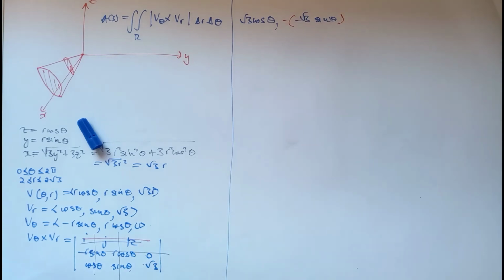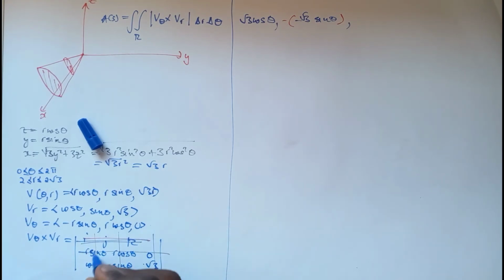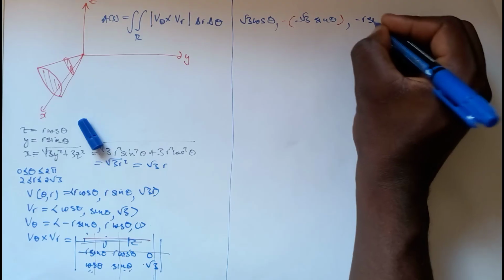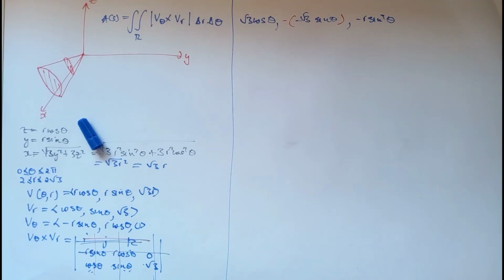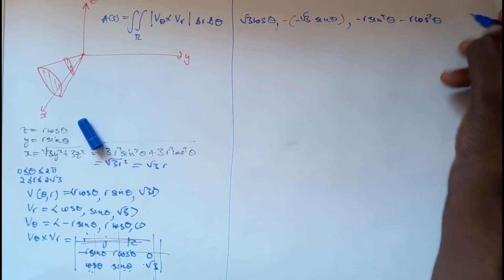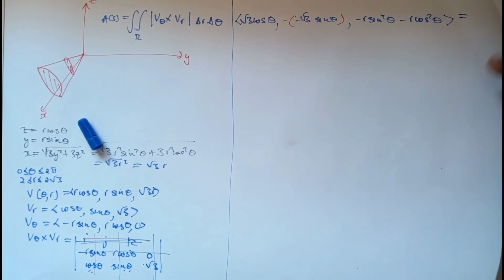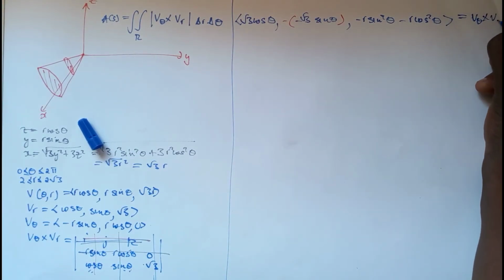Then moving on to the last component, the k component. For the k component, we cancel here and cancel here, so we find the determinant of this. You're going to have negative r sine squared theta, since sine theta times sine theta is sine squared theta, and minus this one, negative r cos squared theta. So this is going to be our vector for the cross product of v theta and vr.